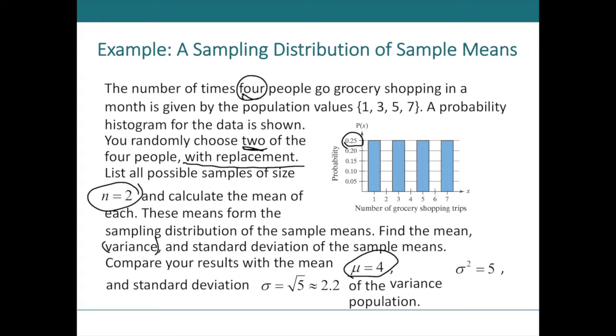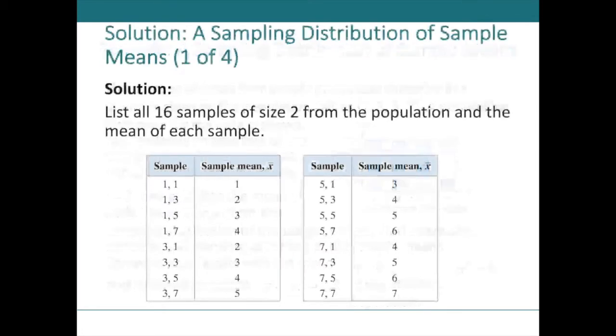Mu equals 4, which is kind of easy to get. Just 1 plus 3 plus 5 plus 7 divided by 4. 16 over 4 is 4. Standard deviation, well, I'm not going to go into the details, but you could find that to be the square root of 5, which is around 2.2. But you could find that out yourself. Just, for example, 1 minus 4 squared plus 3 minus 4 squared, et cetera, and that method there. But just take it for granted that 5 is the variance, but the square root of 5, 2.2, is the population standard deviation.